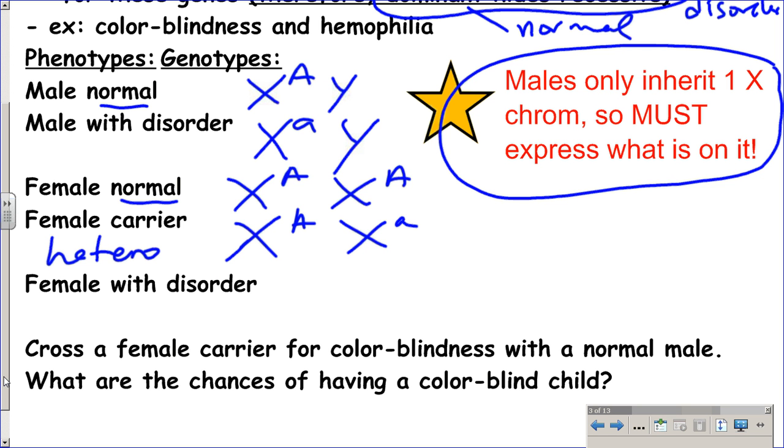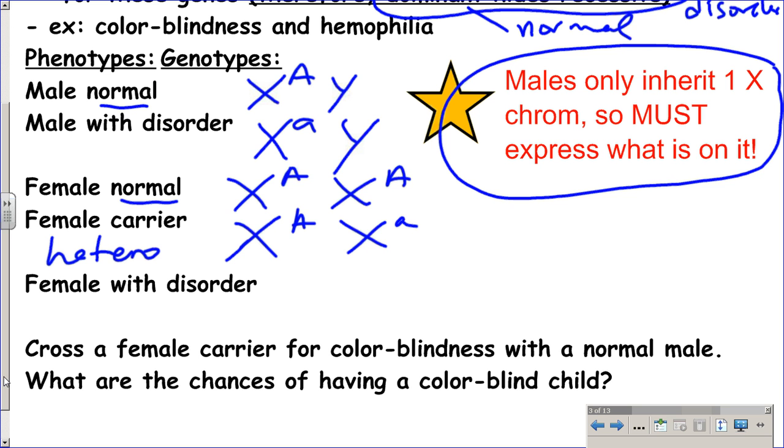I'm going to wait and make sure everybody's writing these down because I want to make sure that we're clear on how to write these alleles, because they're a little different than the ones we've previously dealt with. So normal guy, big A. Male with disorder, little a. Normal female, 100% dominant. Carrier female, heterozygous, we have a capital A and a lowercase a.